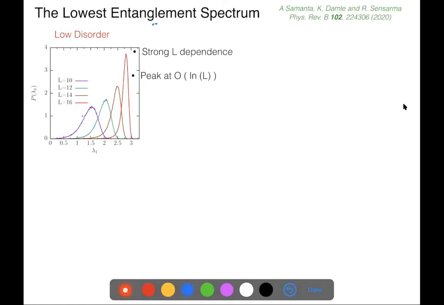This is for different system sizes at a low disorder, and what you see is that the distribution changes as you change the system size, and there is a peak in this distribution, which is roughly at log L. You track how the peak changes as log L as I change the system size. So the peak is happening at some finite value of lambda, or in general some value of P.